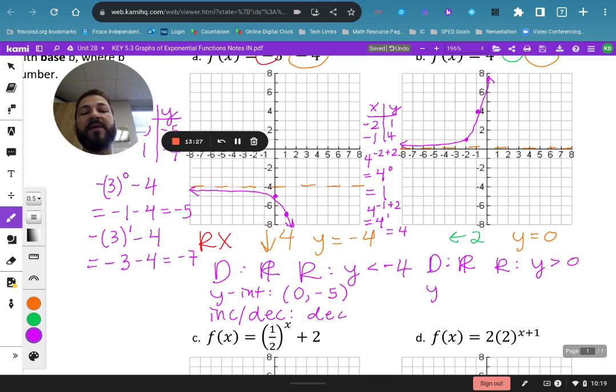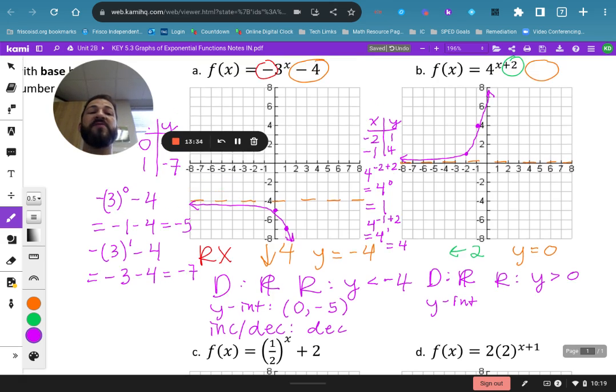Our y-intercept: if you notice, because we shifted off, we didn't actually get that y-intercept. But the y-intercept always comes from plugging in 0 for x, because that's the x value of any y-intercept. So if I plug 0 in for x, I would get 4 to the 0 plus 2, which is 4 squared, and 4 squared would be 16. So my y-intercept, if I was to graph a little bit further, would be 0, 16.